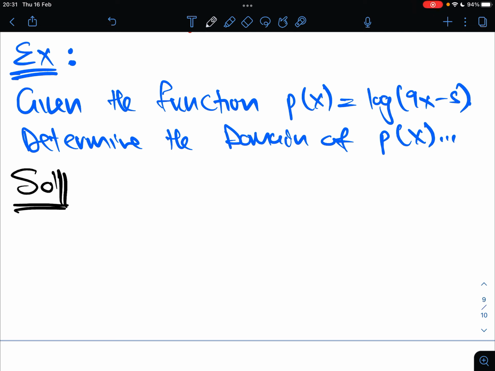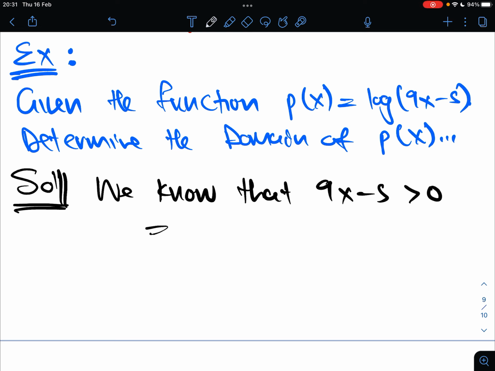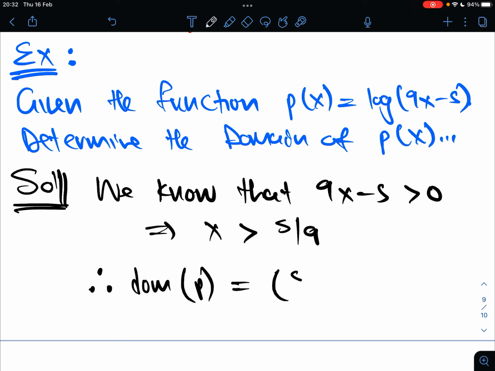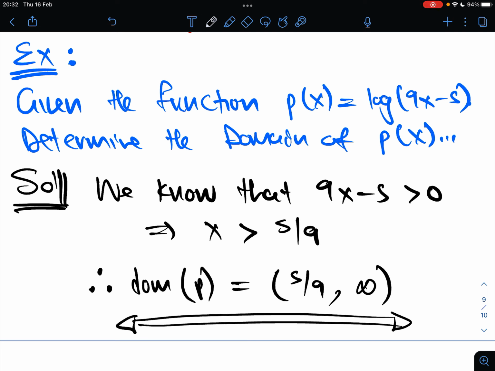So how can we determine the domain of this p of x function? To find the domain, we see a log is involved. So we just invoke the fact that we know about a log. What do we know about the logarithm? We know that 9x minus 5 must always be greater than 0. So this implies x must always be greater than 5 over 9. You see that? Since x must always be greater than 5 over 9, that's the domain we're looking for. So therefore, the domain of p of x, which I'll write as dom p, is simply everything from 5 over 9. I use a round bracket because this is a strictly greater than, and it goes to infinity. So that becomes our domain.